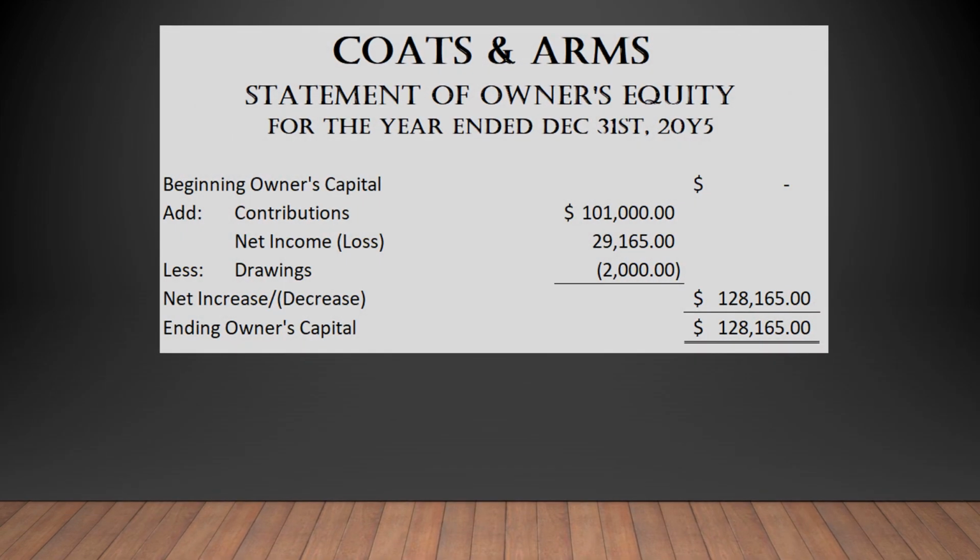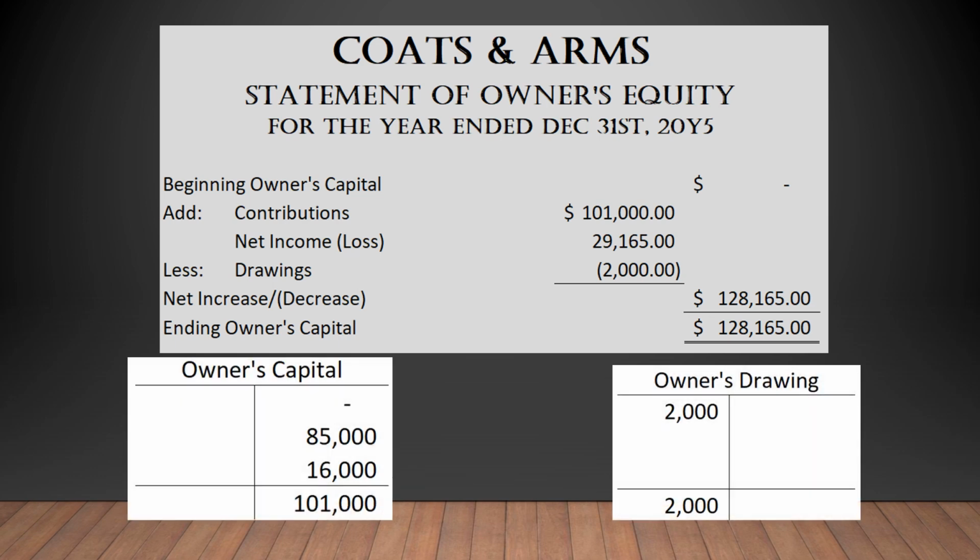Next, we build our statement of owner's equity. Here we don't look at the trial balance. Instead, we look at the actual T accounts of owner's capital and owner's drawing. Since this is CNA's first year of operations, the beginning balance is 0.